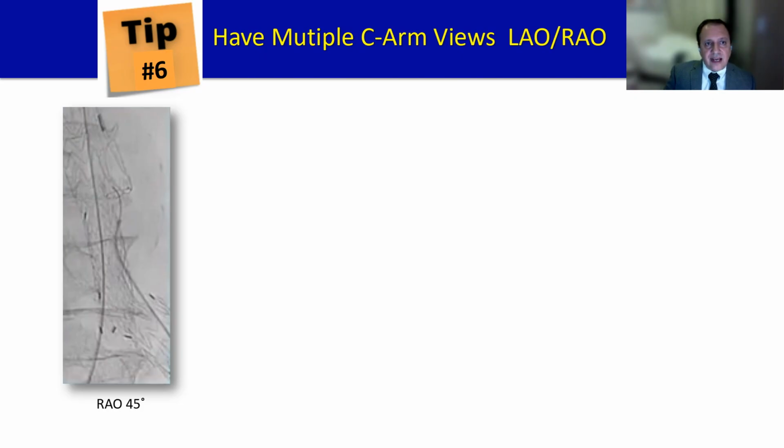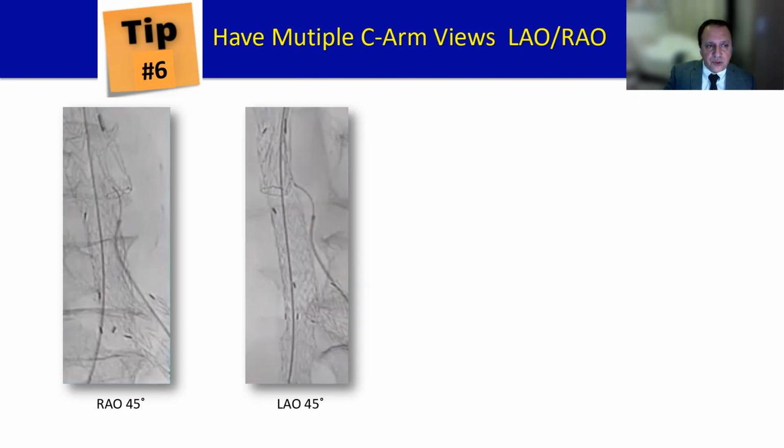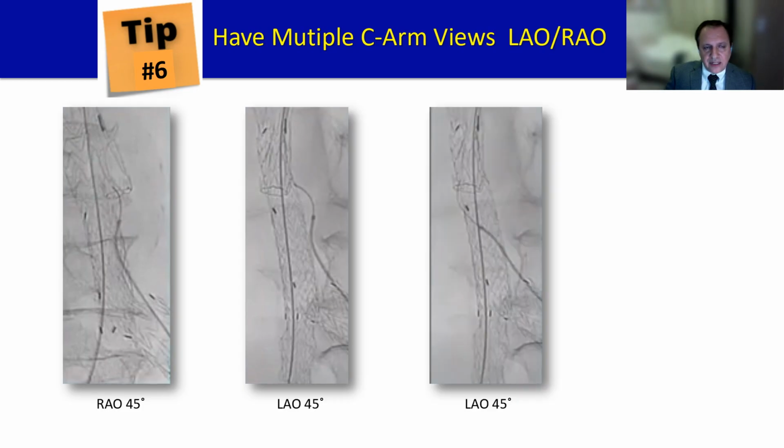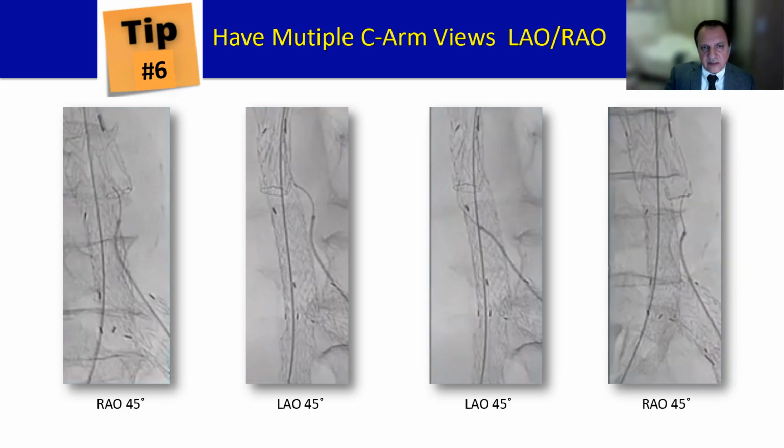Having multiple C-arm views is very important. So you need to put the patient in RAO, LAO, and then go back to LAO many times until you get the contralateral limb cannulated in the right direction.